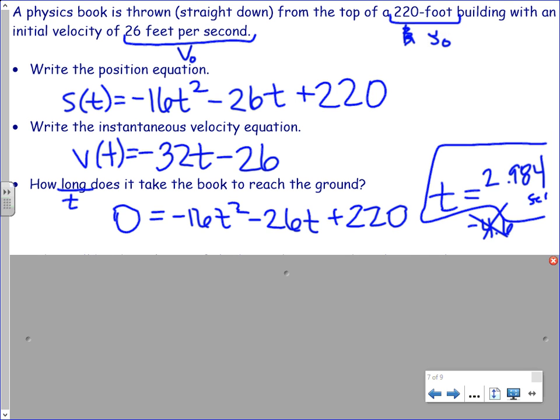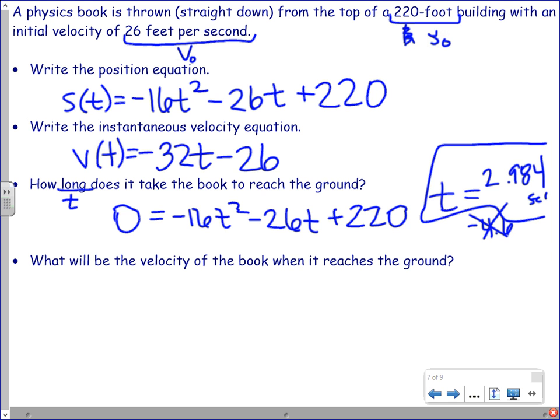So 2.984 seconds is how long it will take your physics book to reach the ground and probably break into at least 2 months. When did you expect your physics book to kind of get destroyed from that? I feel like it'll come.